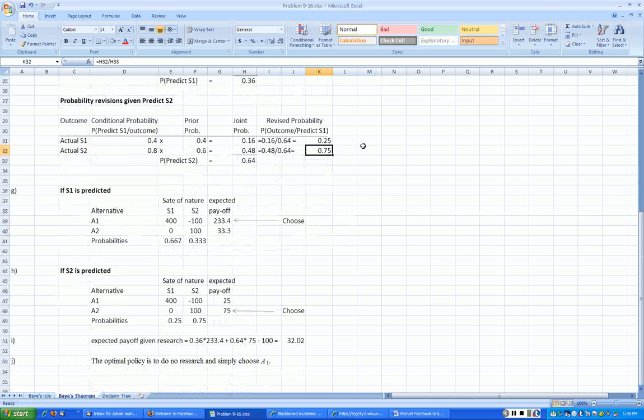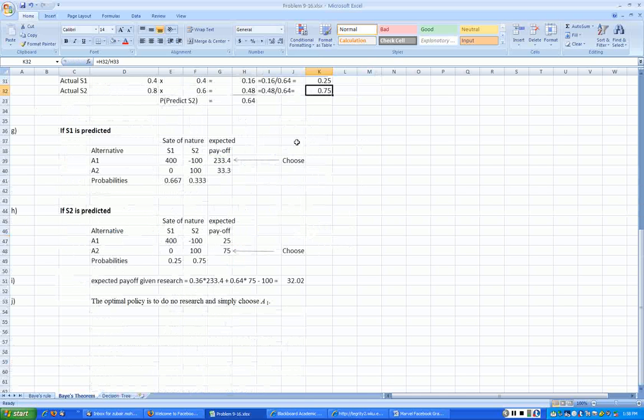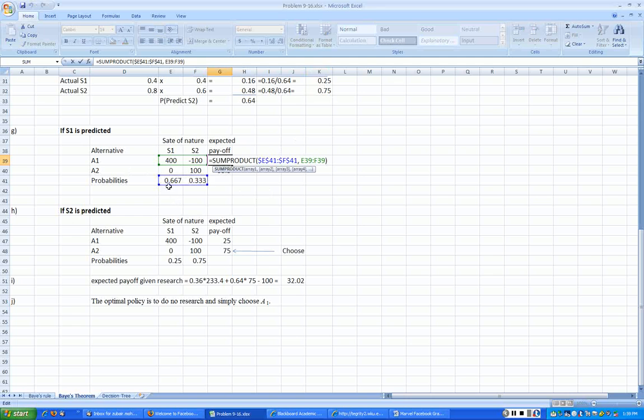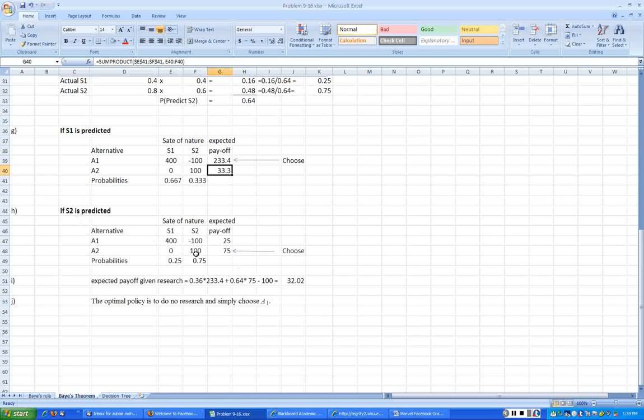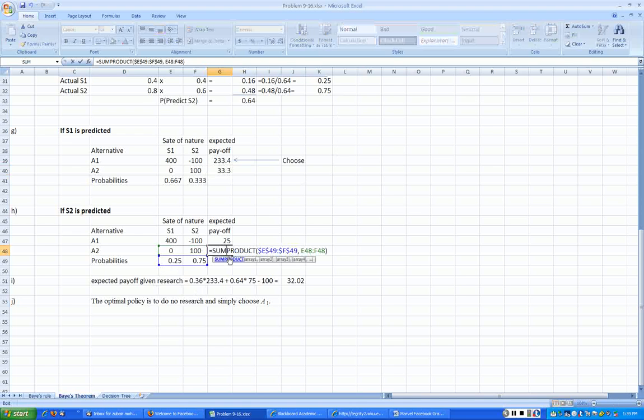Okay, part G of the problem is, suppose the survey result comes back and tells you it's going to be a good economy. It's very similar to what we did before. You replace those 0.4 and 0.6 that we had with these new probabilities and compute the expected payoff. Go with the best one, that is 233.4. And similarly with the bad economy predicted, again just change the probability figures from 0.4 and 0.6 to what we just computed, these two, and use them, and the expected payoff is highest there, so go with A2.